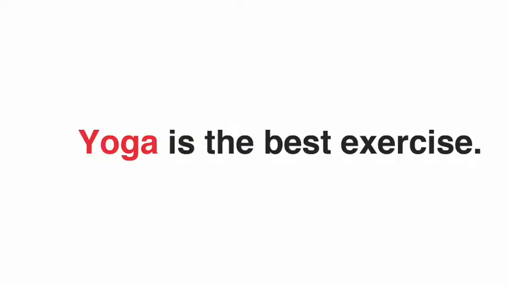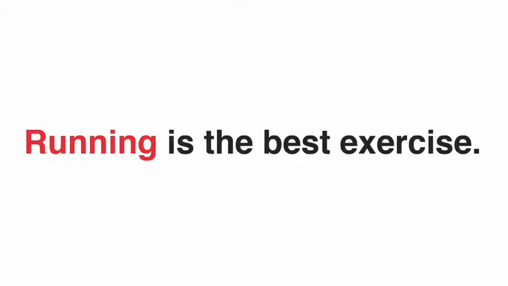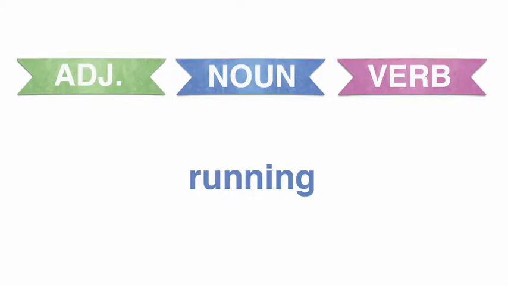Consider this sentence. Here, yoga is a noun. And here, tennis is a noun. And here, jogging is a noun, even though it looks like a verb. So here, out of the various parts of speech, running would be a noun.